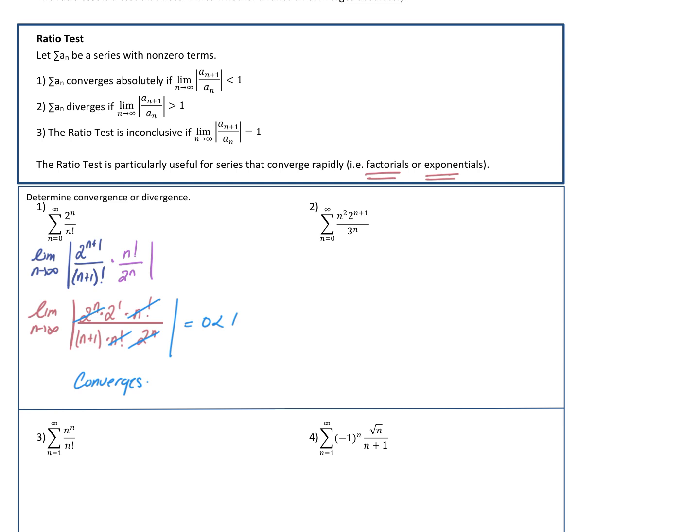For number 2, we're going to do the limit as n goes to infinity, absolute value. So I've got n plus 1 squared, 2, so I'm going to plug in n plus 1, you get n plus 2, over 3 to the n plus 1, and then we divide. I'm going to multiply by the reciprocal, so we're going to get 3 to the nth, and then n squared, and then 2 to the n plus 1.